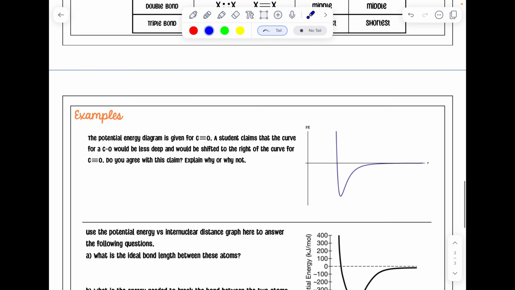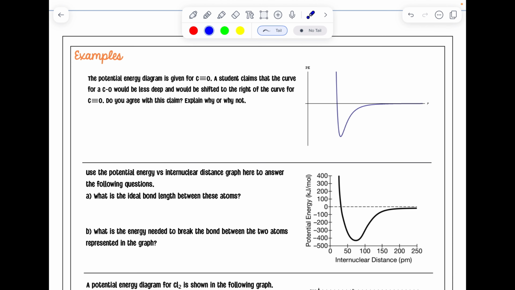So let's look at some examples. The first example says the potential energy diagram is given for a carbon-oxygen triple bond. A student claims that the curve for a carbon-oxygen single bond would be less steep and would be shifted to the right compared to this carbon-oxygen triple bond. Do you agree to this claim? Why or why not? So a carbon-oxygen single bond would be a single bond, right? And single bonds are longer and weaker than a triple bond, right? So you would say, yes, I agree.